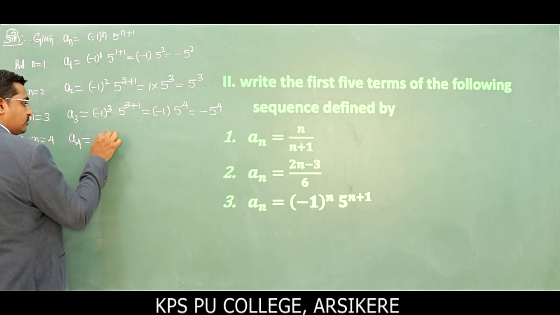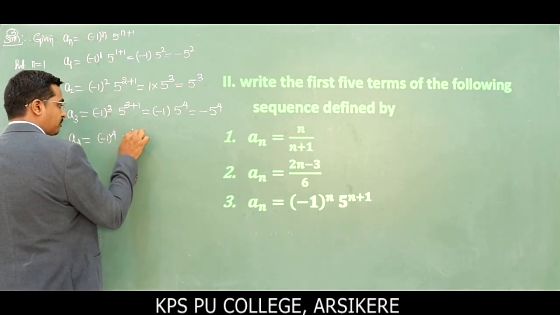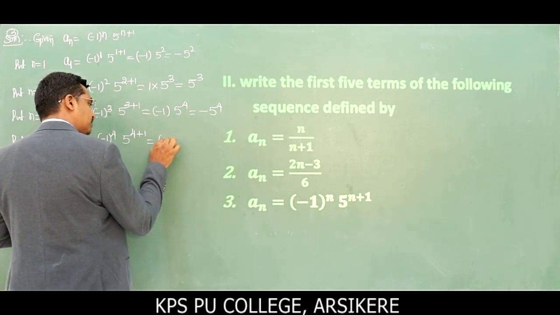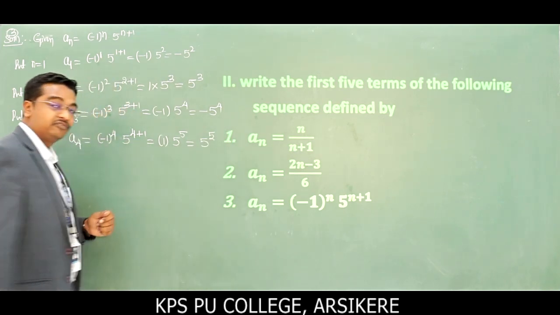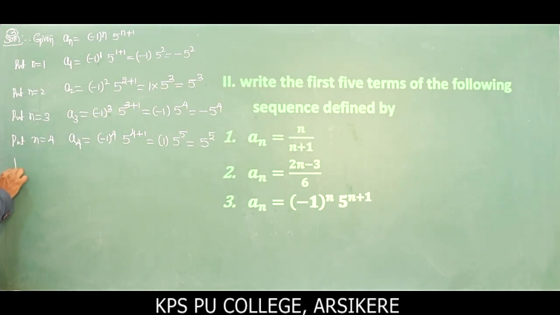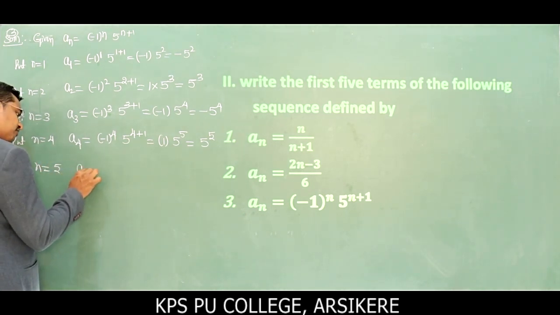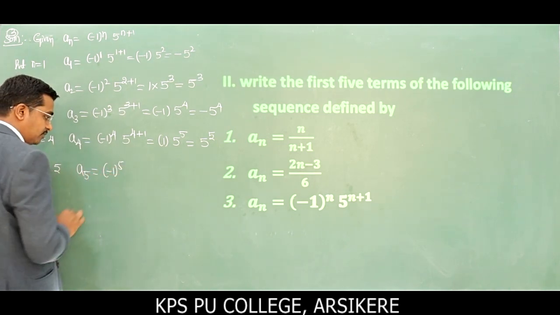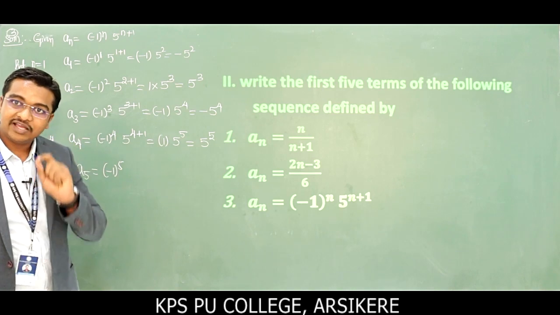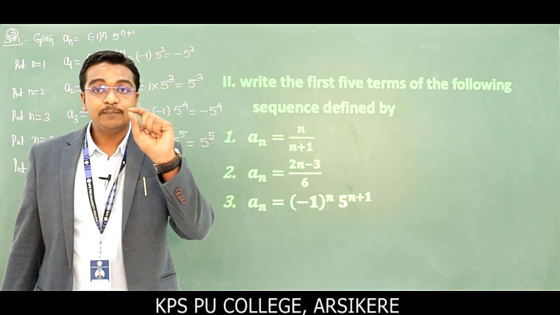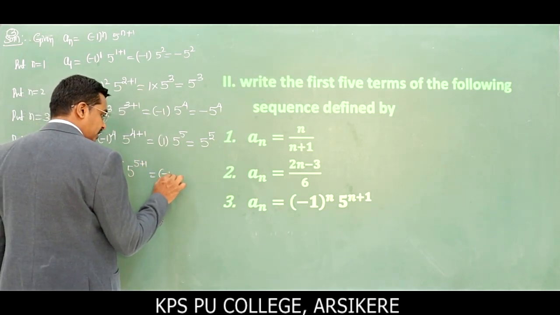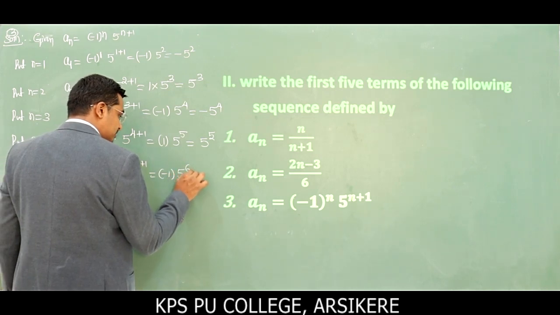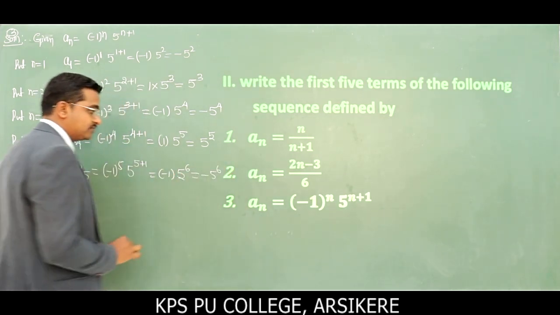a4 = (-1)^4 · 5^(4+1). This is plus 1 into 5^5, so 5^5 is the fourth term. And for the fifth term, put n = 5. a5 = (-1)^5. Now tell me, what is (-1)^5? Because the power is an odd number, it becomes minus 1. This is 5^(5+1), so a5 = minus 1 into 5^6, that is minus 5^6.